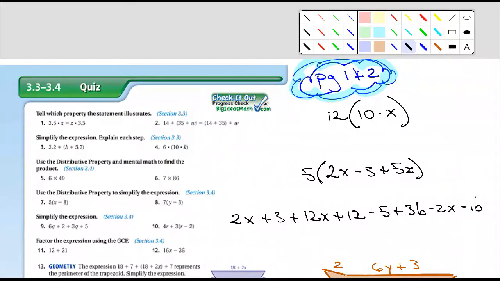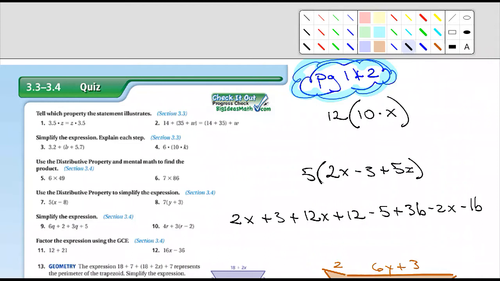So this is page 142. It's the quiz 3.3 and 3.4. The first couple problems are asking you to tell which property these two problems illustrate. Notice that they tell you where you can go back to. If you go back to section 3.3, you'll see lots of examples, and I'll let you figure out number 1 and number 2.